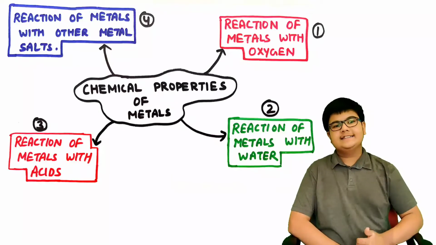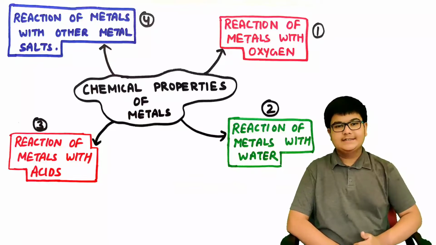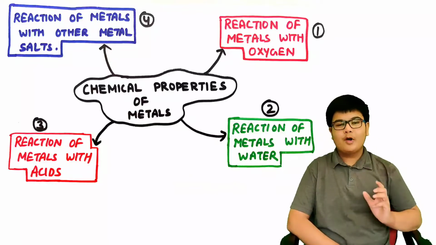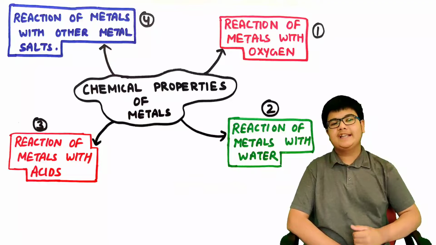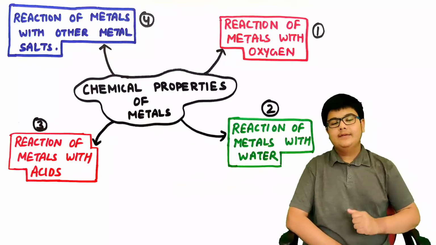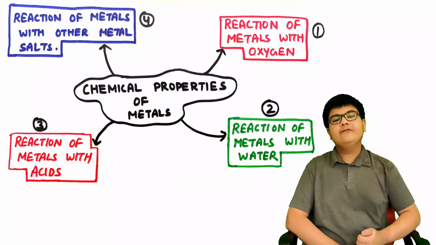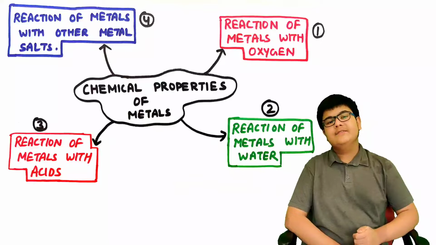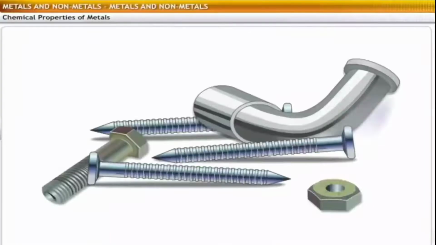So now let us understand the chemical properties of metals. In this we will cover 4 properties. First, reaction of metals with oxygen. Second, reaction of metals with water. Third, reaction of metals with acids. And fourth, reaction of metals with other metal salts.